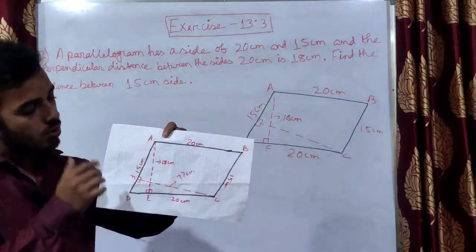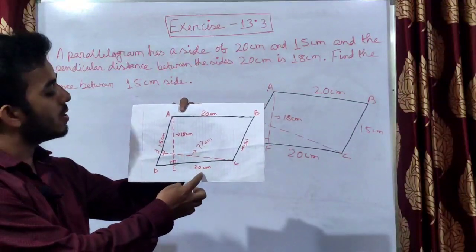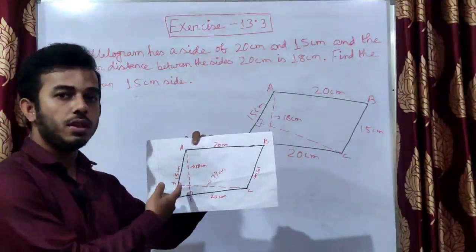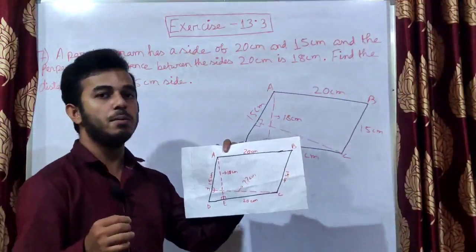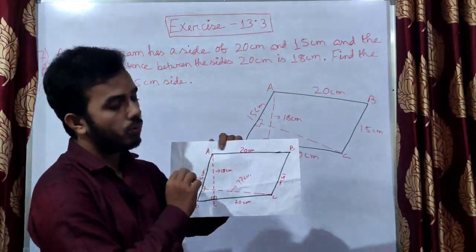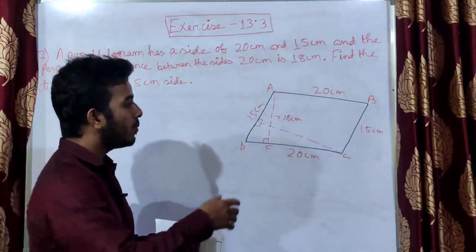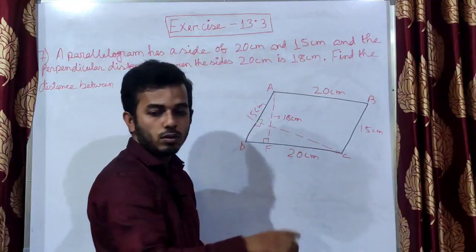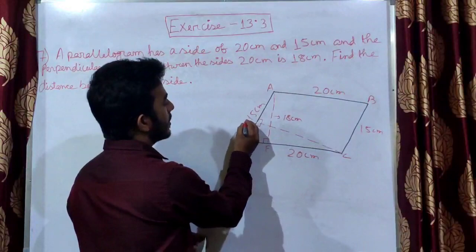Now what will we do? First of all, we will find the area of this parallelogram considering base 20 centimeter and altitude 18 centimeter. So we will multiply 20 with 18. The result will be 360 centimeter square. That means the area of the parallelogram ABCD is 360 centimeter square. Now in the question, we have to find the altitude, the length of CF, that is the distance between the 15 centimeter sides.